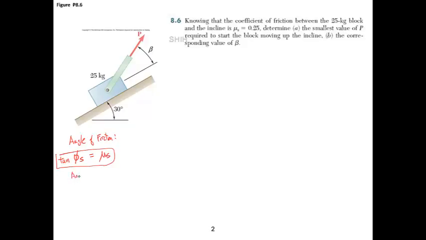The second one is called the angle of repose. This is defined as the maximum angle to which you can lift the incline so that the block's motion will be impending. In this particular case, the angle of repose is directly associated with the angle beta. So in this example, beta is going to equal phi sub s.